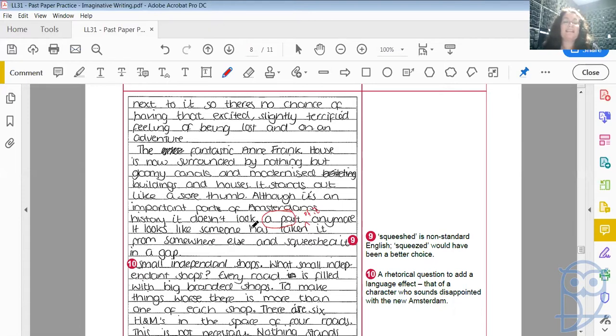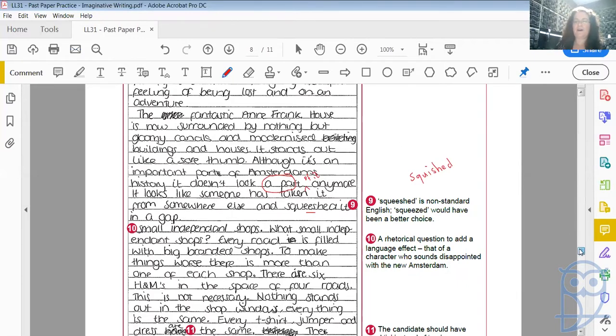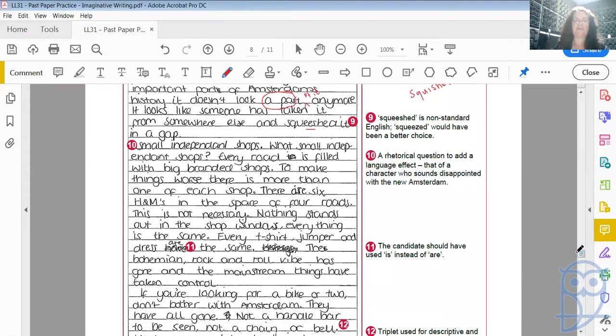It looks like someone has taken it from somewhere else and squished it in a gap. Squished is non-standard English. Well, that's quite imaginative. Squeezed would have been a better choice. Or even squished. I think perhaps the student mixed up the two words and combined them into squished. Squeezed or squished. Okay, then we start with a fragment sentence.